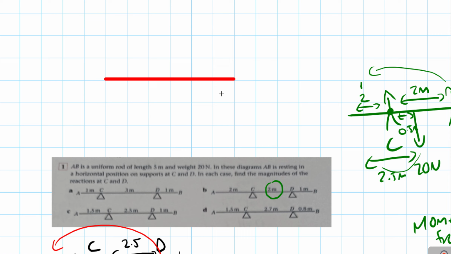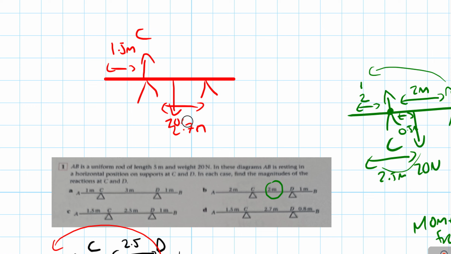So let's draw out our one. Again, you don't have to do this, you can always take moments from C, but let's just see it in a slightly different format. So here is 1.5 meters. We've got C going up. We know that this distance is 2.7 meters. We know that the weight is acting in the middle, so that's 20 newtons, and that distance is 2.5 meters. And we know that this is 0.8 meters.